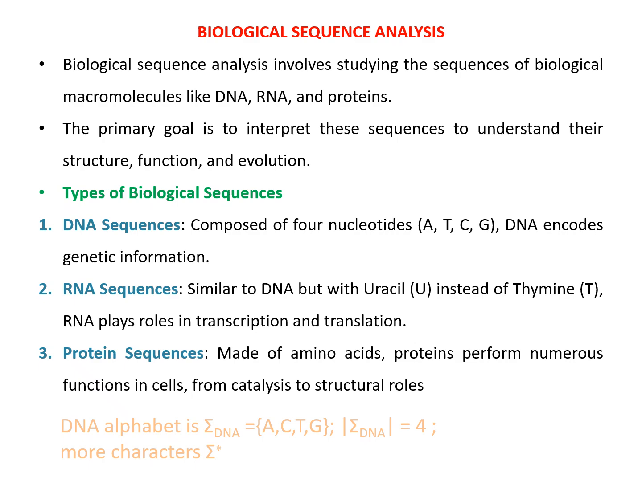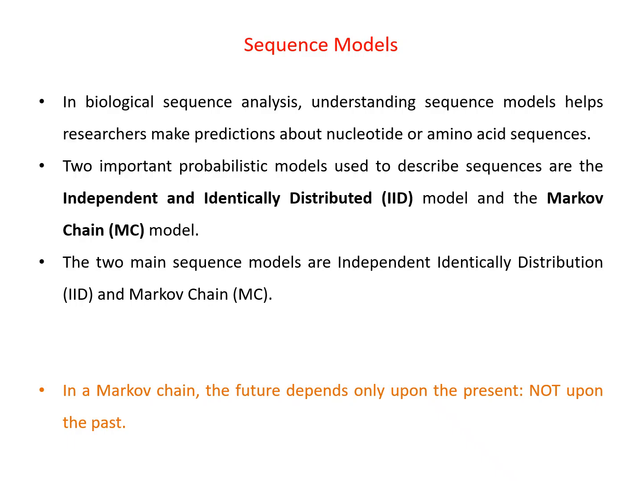For example, the DNA alphabet is sigma, which consists of A, C, T, G. So the size of the DNA alphabet is equal to 4. Next we are moving on to the sequence models. In biological sequence analysis, understanding sequence models helps researchers make predictions about nucleotide or amino acid sequences. Two important probabilistic models used to describe sequences are the independent and identically distributed (IID) model and the Markov chain model.